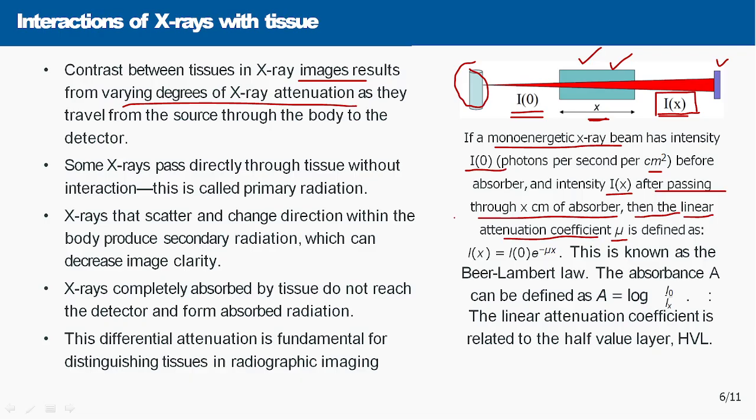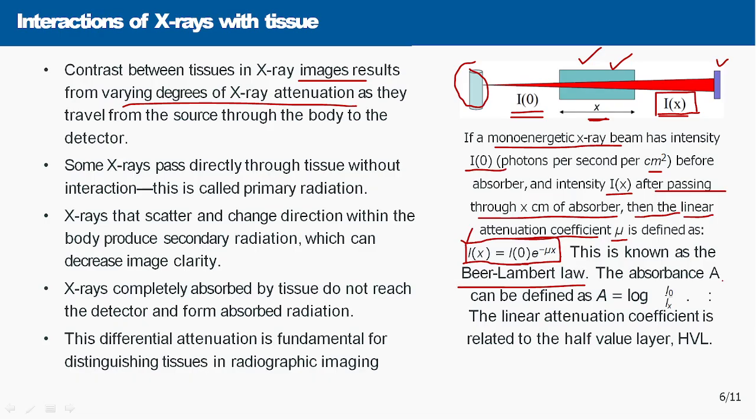So the attenuated intensity and the initial intensity are related through this parameter, the linear attenuation coefficient, that is Ix equals I naught times e to the power minus mu x, where mu is the attenuation coefficient, and x is the distance travelled or the width of that mass through which the beam has passed. This is known as the Beer-Lambert law.